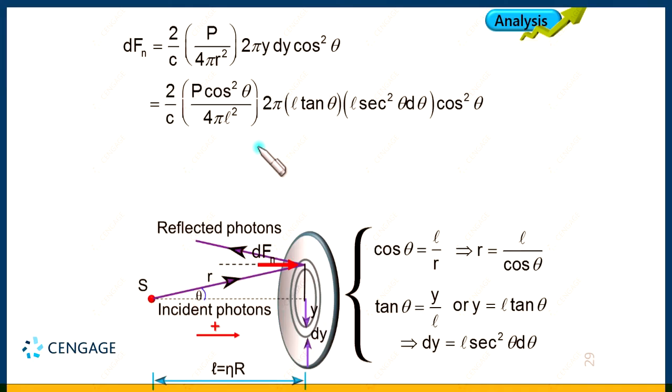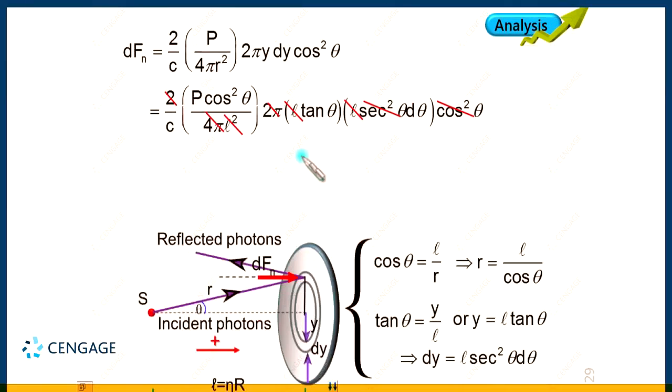Now we can observe here some values may be cancelled out. This and this 4 pi will get cancelled, and here you can observe cos square theta is cancelled by sec square theta, right? This L square also gets cancelled. So finally we are getting a very simple relation, that is dfn equal to p divided by c, and here you can observe cos square theta multiplied by tan theta.